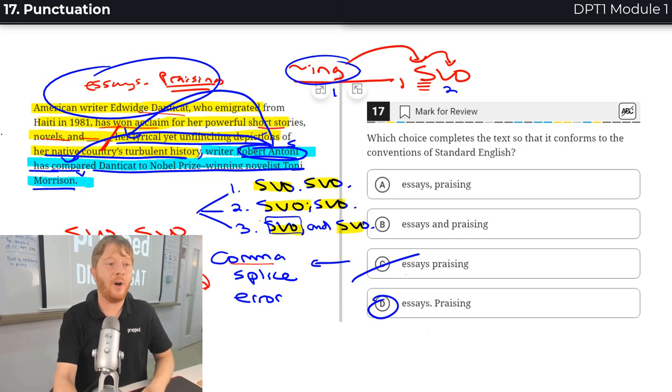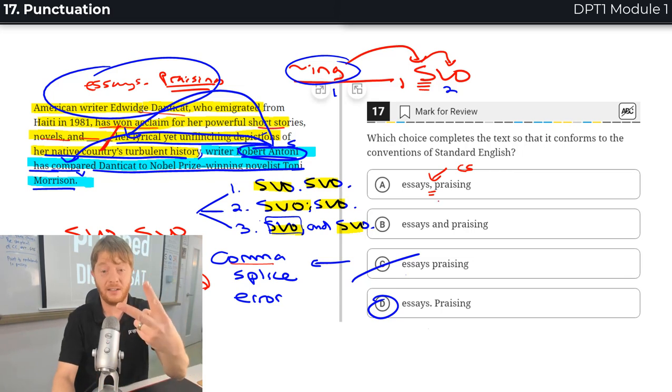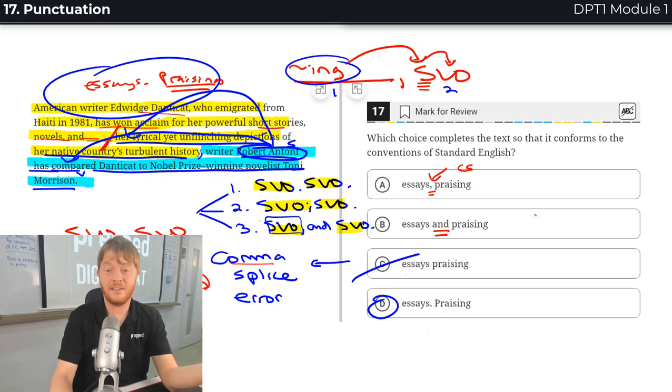Why is it not A and why is it not B? Those are good questions. Glad you asked them. Let's have a look. A is a comma splice because it would still have that comma. And there are two full sentences. B, no comma, but still two full sentences. That's a run-on. A run-on is where you have a full sentence and another full sentence just smashed together.